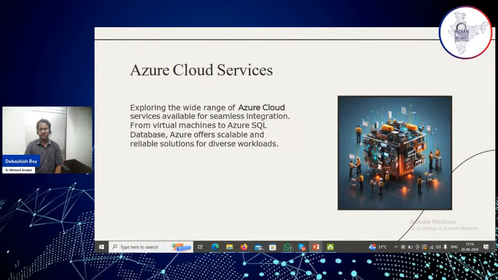Azure Cloud Services, if I talk about it, so you have to explore the wide range of Azure Cloud Services and solutions available for seamless integration. So from virtual machines to Azure SQL database, everything is offered by Azure and it can be migrated to Azure. Azure offers scalable and reliable solutions for these diverse workloads.